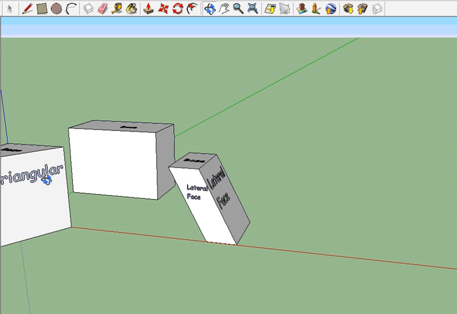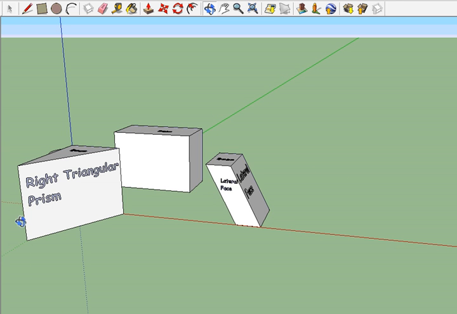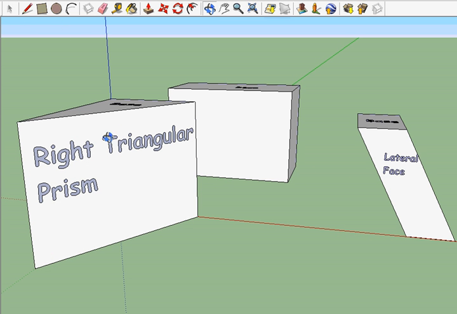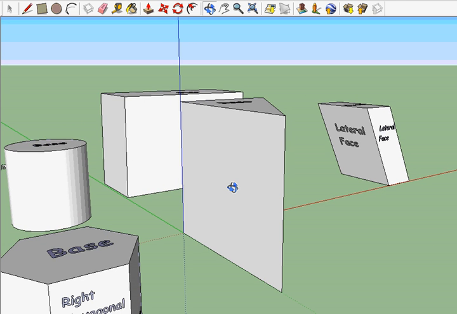Okay, so back to this right triangular prism. It's called right because all the sides are rectangles, triangular because the top and bottom are triangles, and it's a prism because it has two bases that are congruent, and the bases are connected by rectangles or parallelograms.